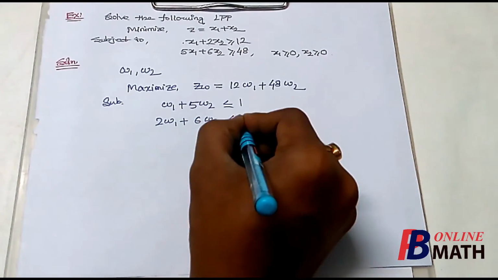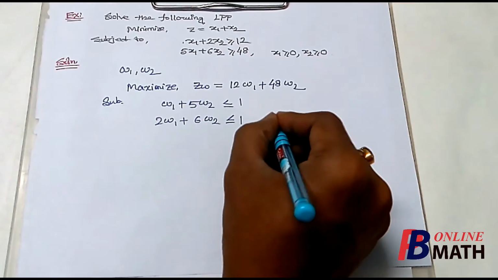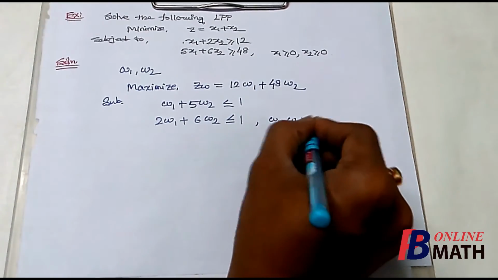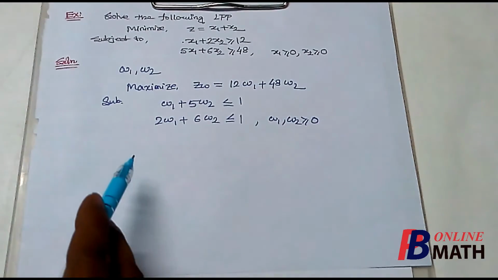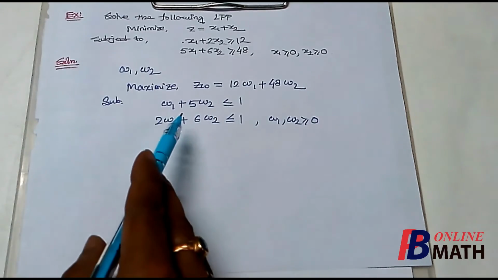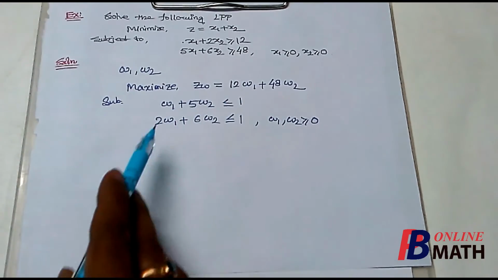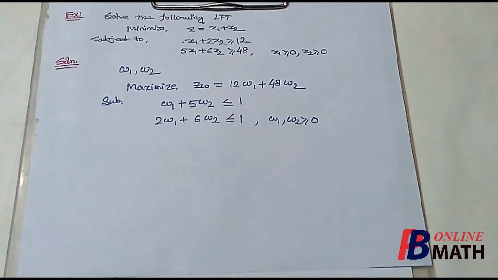It is less than or equal to 1, the second constraint, where omega 1 and omega 2 are greater than or equal to 0. Now here we find that this is a maximization problem and both the constraints are of less than or equal to type. So if we simply add slack variables, then we can easily find the unit basis vectors. So this problem can be solved by using the usual simplex method.